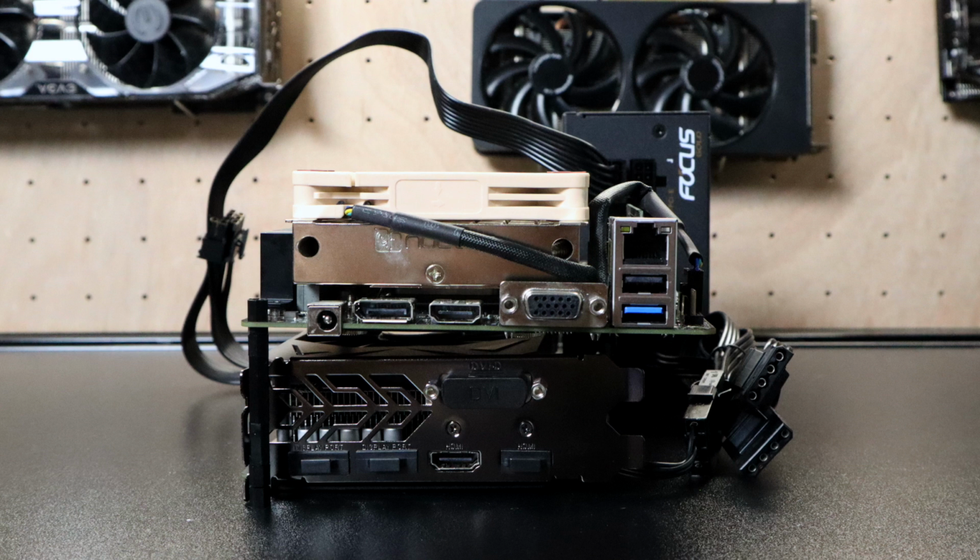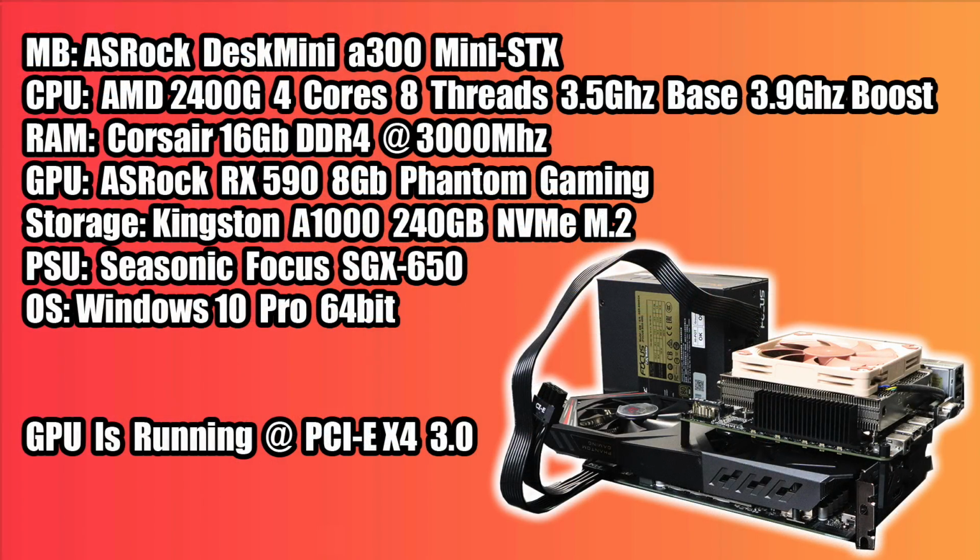So in this video, I'm going to be testing out a bunch of PC games running at 1080p ultra settings, but before we get into it, I just want to go over the full specs of this setup here. I'm using the motherboard out of the Deskmini A300, it's Mini STX. For the CPU, I'm using the AMD Ryzen 2400G. This is 4 cores, 8 threads, with a base clock of 3.5 GHz and a boost up to 3.9.